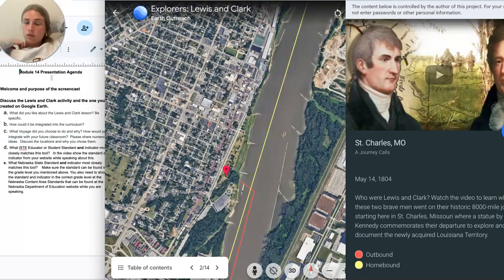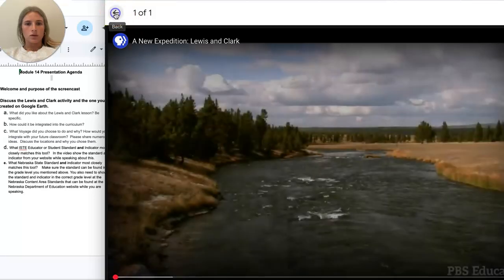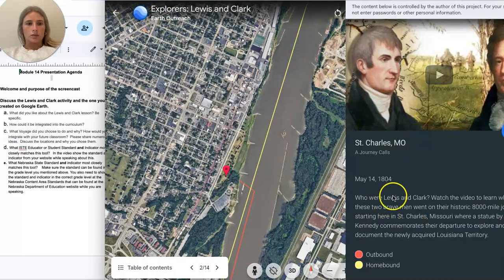So, first off, I'm going to start with my thoughts about the Lewis and Clark activity, and I liked a lot of things about that. I liked that it showed us videos right here, like you can see, and then also little explanations right here in text, and then it also says right here, outbound and homebound. So it showed us the route that they took there and back in different colors, so you don't get that confused, but they also show us the whole route, which I think is pretty cool.